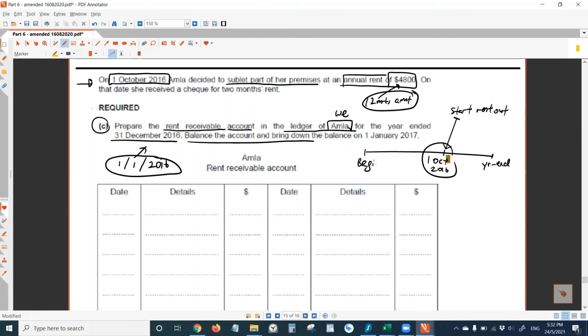But when did Amla start to rent out? From this point onward. So from this point, October 1st, until the year end, you try to calculate for me how much should Amla receive. You get me a figure and give it in the chat box. The question is, how much should Amla receive during the year?